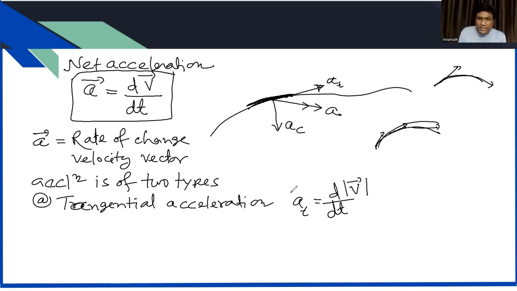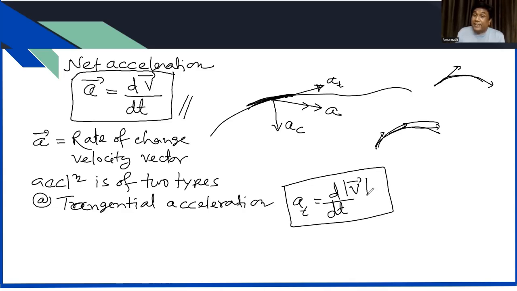Please try to understand these two. See, this is AT. It is nothing but d/dt of the modulus of velocity. But here, you see, modulus is not there. If modulus is not there, it is the net acceleration. But if you differentiate only the magnitude, then it is called tangential acceleration. Tangential acceleration is also a vector quantity. All accelerations are vector quantities. Its direction will be tangentially forward if speed increases, or tangentially backward if speed decreases.